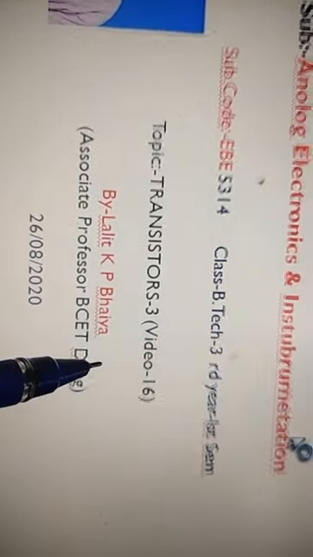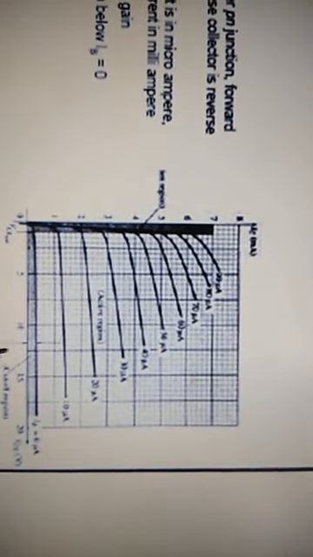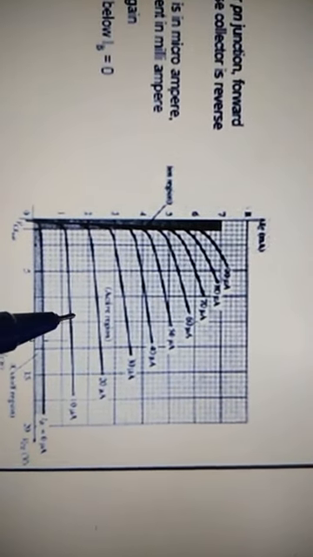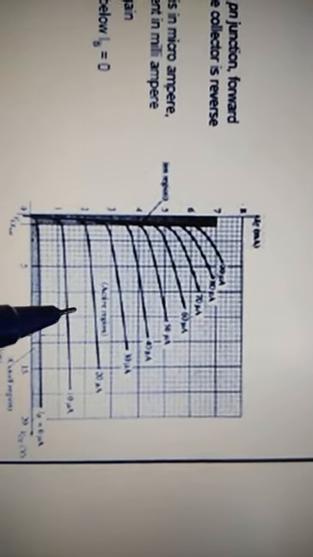So by keeping this base current constant, this is 10 microampere, 20 microampere, and so on. So these are called the output characteristics, from which you can determine the output resistance and current gain of the common emitter amplifier also.